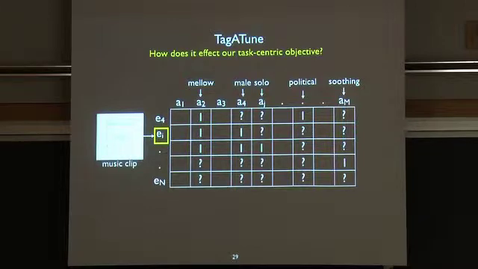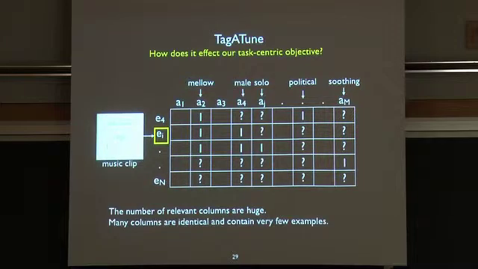Now, if we give this to a standard machine learning algorithm, this is a big problem because we have a lot of relevant columns. These can be between 10,000 to 100,000 unique tags, and many of them are actually identical. For example, mellow and soothing really mean the same thing, and the examples they have in each class should be combined, but they're not. So you end up having a lot of columns with very few examples, and some columns having lots of examples. So it's very unbalanced.